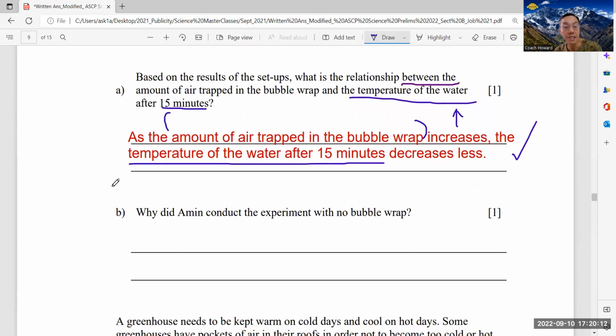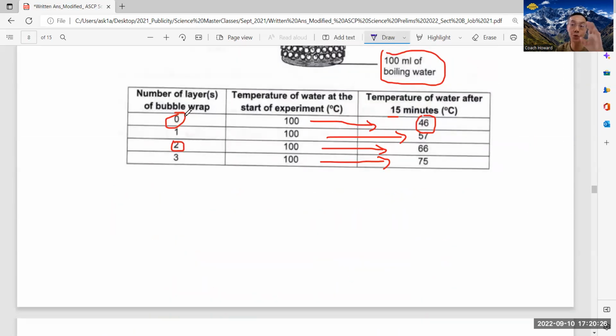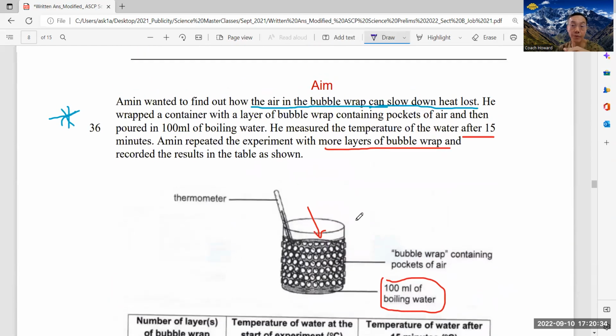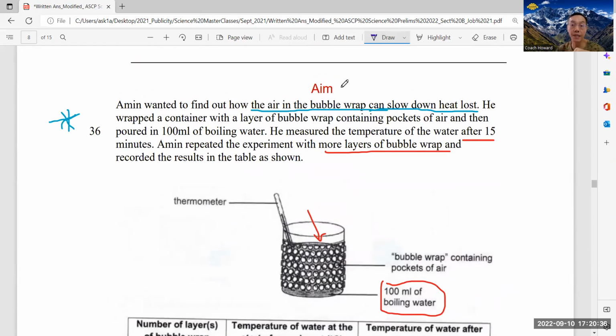For this question, put an asterisk here. Many students know how to answer, but don't know how to phrase. They ask, why did he conduct the experiment with no bubble wrap? So I told you, this no bubble wrap is a control setup, but how do you phrase the answer? How to phrase the answer depends on what they want to measure. So that's why earlier I told you it's important to put down the aim. The aim of the experiment is to find out how air in the bubble wrap slows down heat loss. So your answer must have something to do with this.